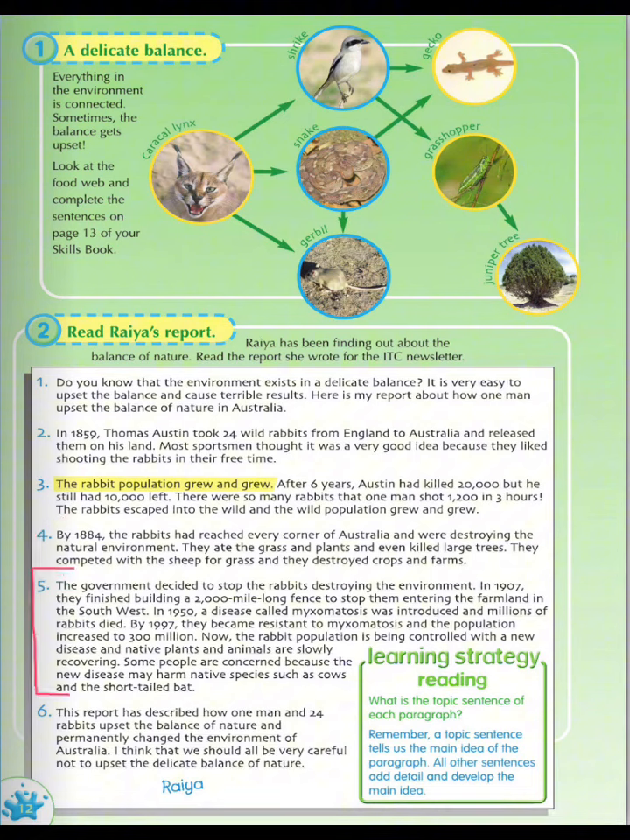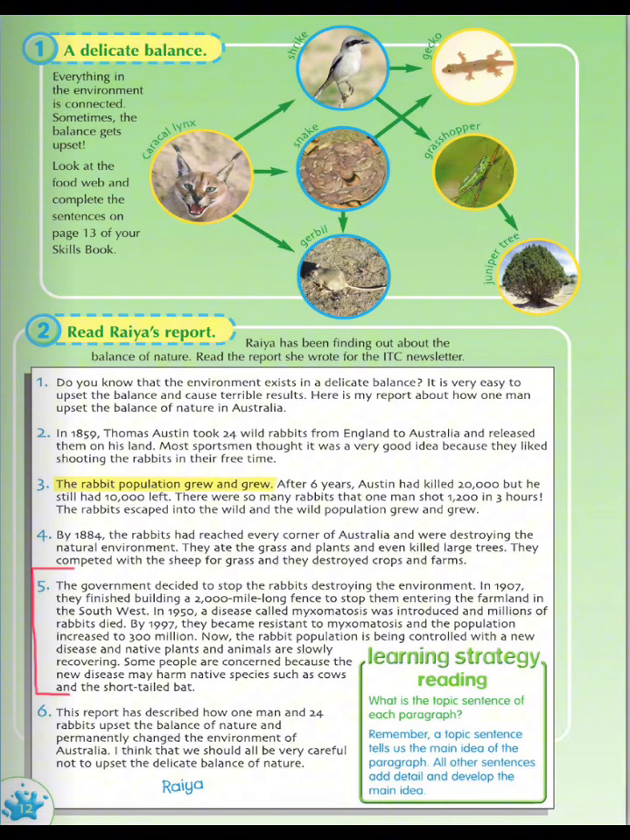Number 5. The government decided to stop the rabbits destroying the environment. In 1907, they finished building a 2,000-mile-long fence to stop them entering the farming areas in the southwest. In 1950, a disease called myxomatosis was introduced and millions of rabbits died.